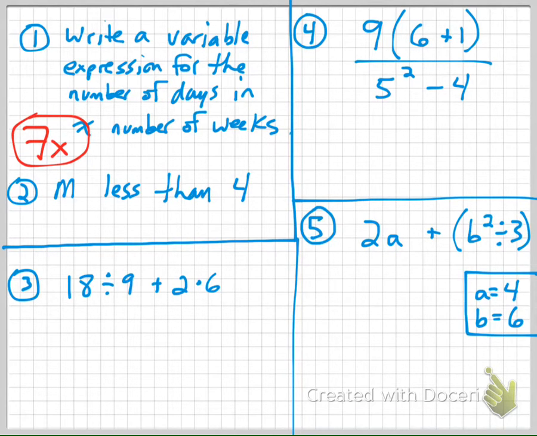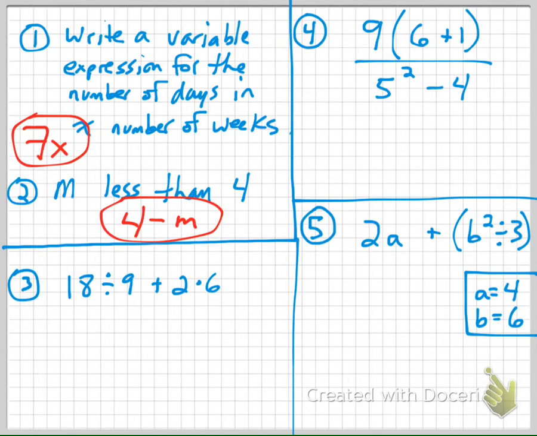Number 2, M less than 4. Less than, right? So then you tell me what is this expression? How do I write this? 4 minus M. Got to be in that order. 4 was there before the M. Your M less than 4. 4 minus M.